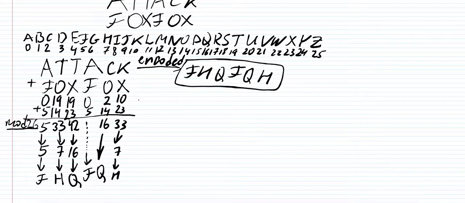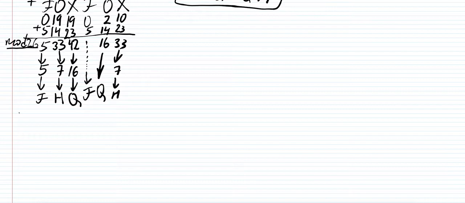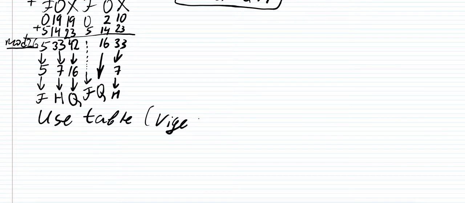But it's kind of a tedious procedure because every time you have to add a different number, you have to follow it by using the keyword. So you write the keyword underneath and you fill it in until you run out of spaces. But people came up with a little bit easier idea by using a table. So we can use tables, and this is called the Vigenere table.